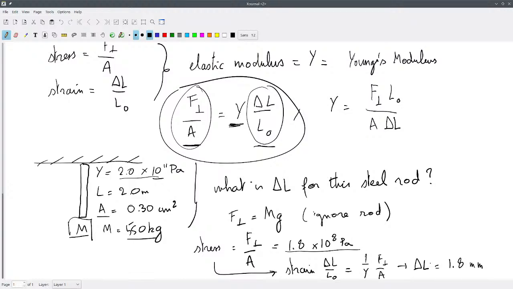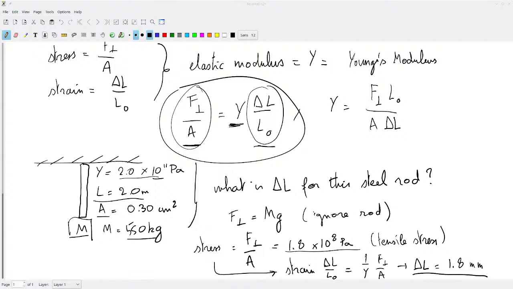So over the 2 meter length, the change due to this mass will be an extension, because this is a tensile stress. So the strain will be an extension of the original length. So that extension will be about 2 millimeters. So it's about 1,000th of the original length. And that's typical for the magnitude of these strains.